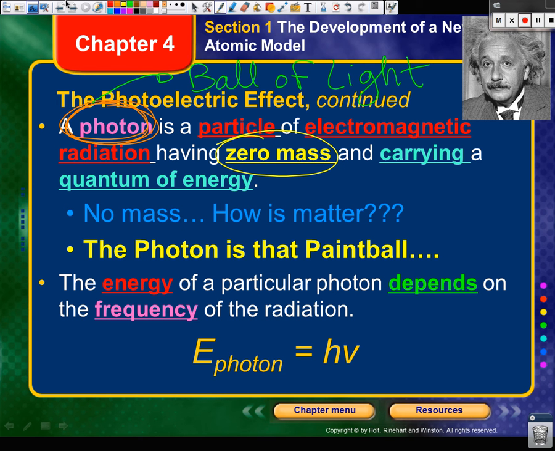So here was the question people asked: well, then is light matter? Because in the very first chapter, what is the definition of matter? Has mass and takes up space. Well, Einstein said light doesn't have any mass, but here's the crazy question: can light fill up a room?